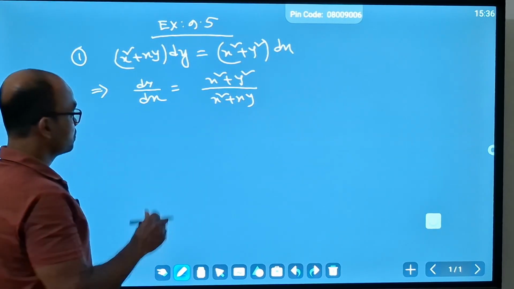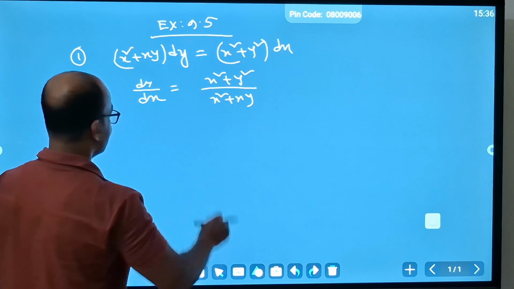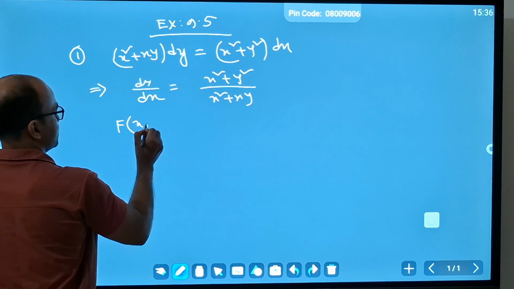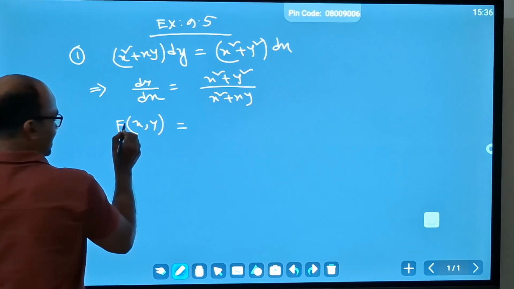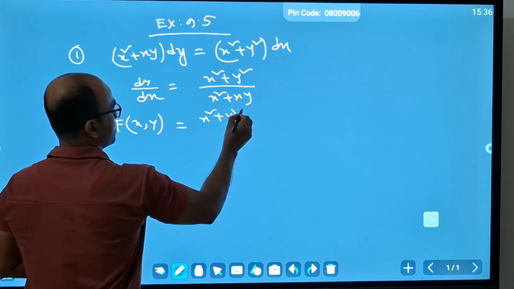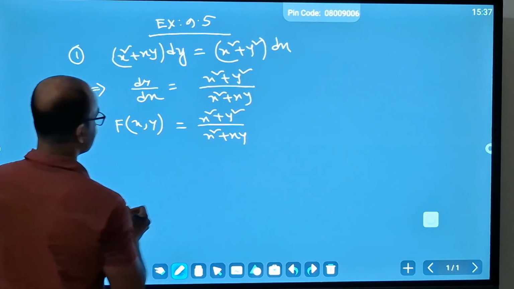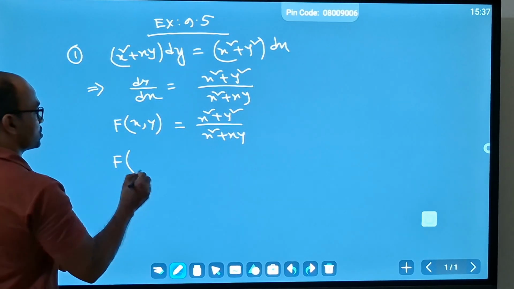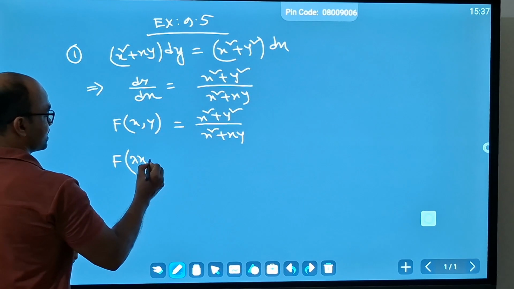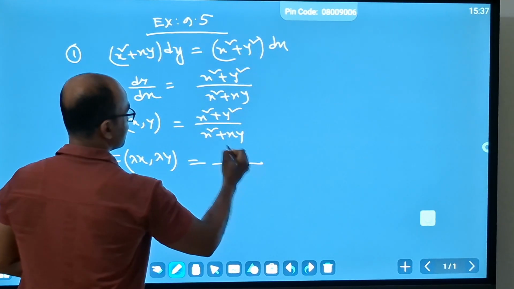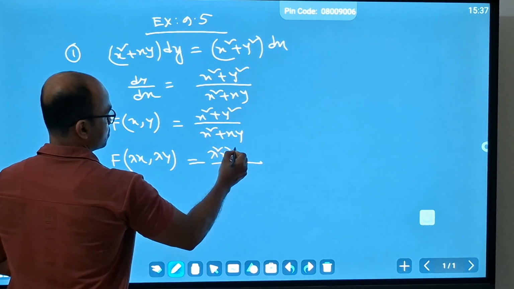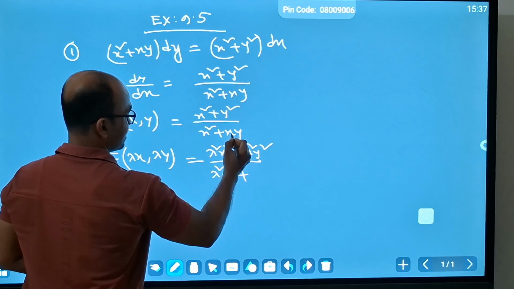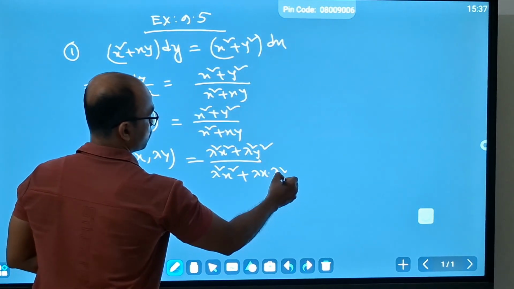Now we have to check whether it is homogeneous or not. To check it, at first you take it as a function of x and y. Let f of x, y be x square plus y square by x square plus xy. Now multiply each variable with a constant, say lambda x and lambda y. So lambda square x square plus lambda square y square, by lambda square x square plus lambda x times lambda y.